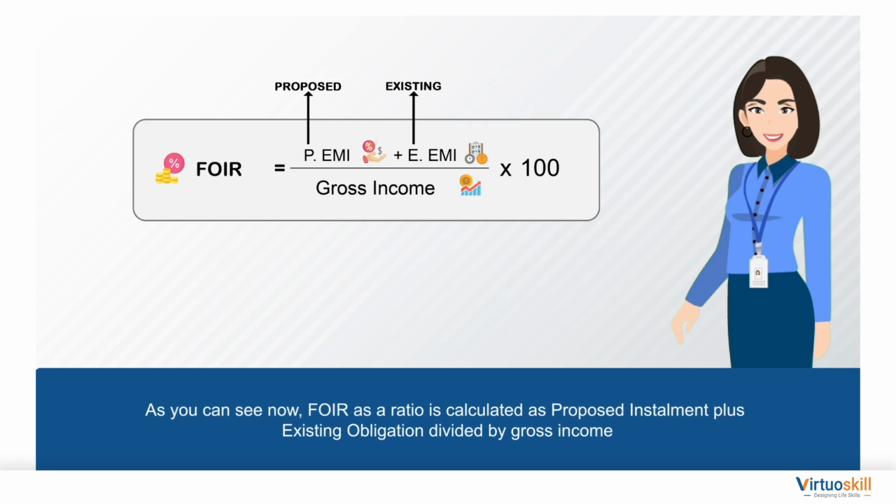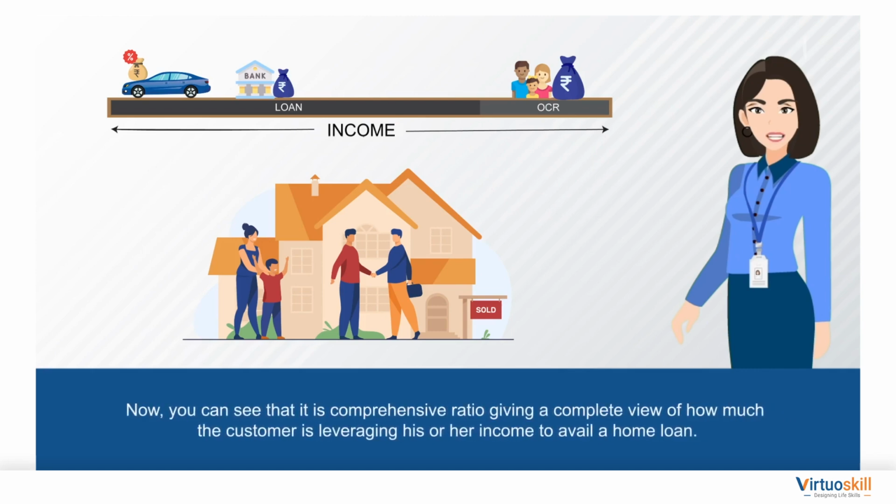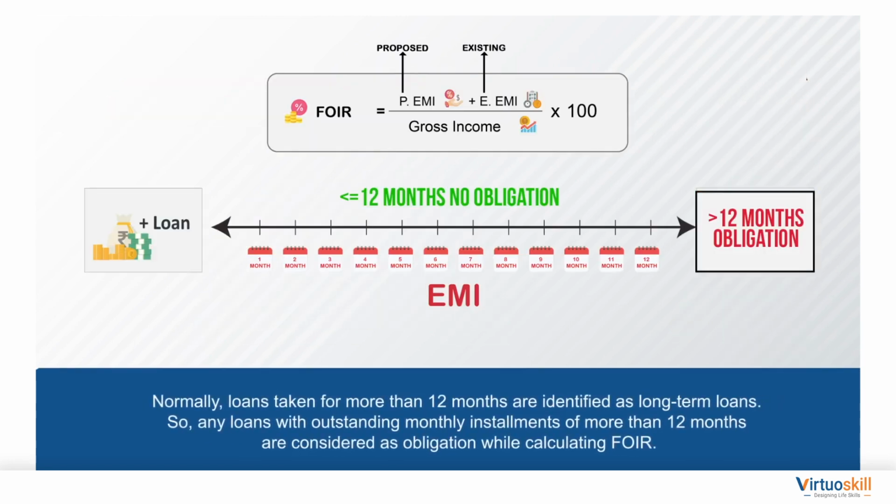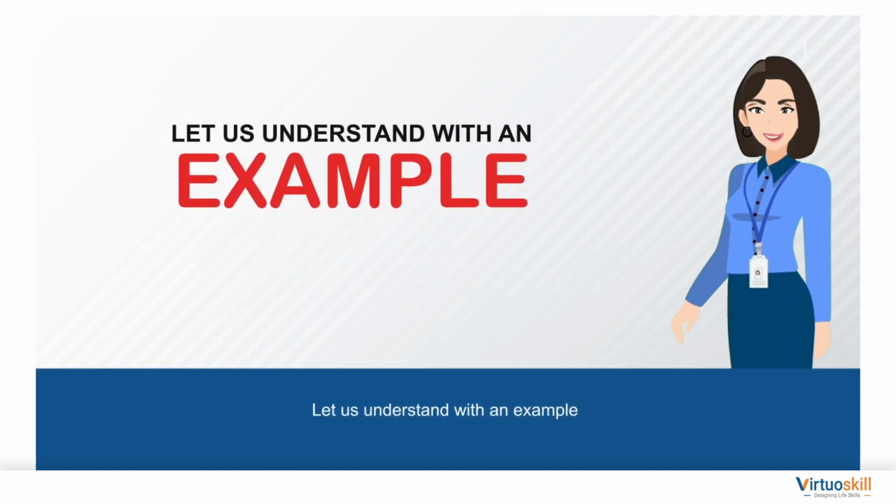As you can see now, FOIR as a ratio is calculated as proposed installment plus existing obligation divided by gross income. Now, you can see that it is comprehensive ratio giving a complete view of how much the customer is leveraging his or her income to avail a home loan. Normally, loans taken for more than 12 months are identified as long-term loans. So, any loans with outstanding monthly installments of more than 12 months are considered as obligation while calculating FOIR. Let us understand with an example.